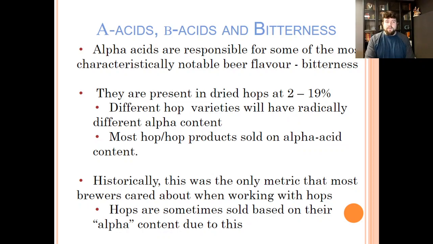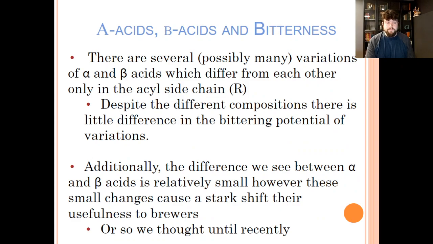Now, alpha acids and beta acids are responsible for most of the bittering characteristics, especially in old school styles of beer, lagers, pilsners, things like that. They are a very small fraction, but they were historically the only thing we were really looking for when it came to hops. There are many different varieties of hops and different types of alpha and beta acids, but there are three main constitutions for both.